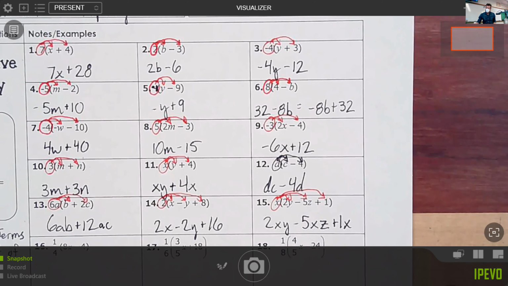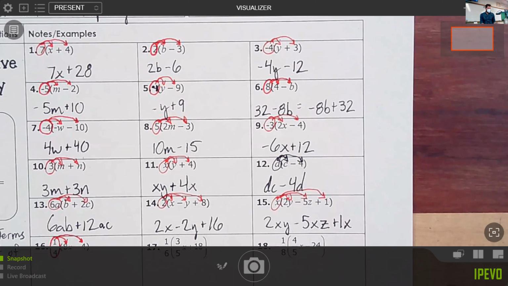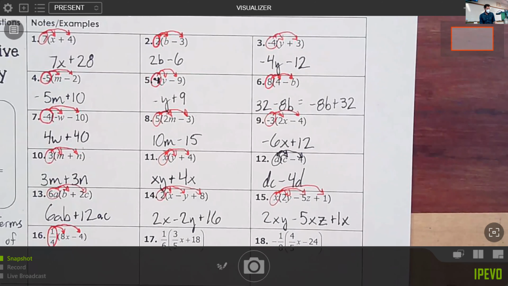All right. 16, 17, and 18. These are our last 3 regular examples. It's not going to change how we do this, though. We're going to take our 1/4. We're going to multiply it by 8x. We're going to multiply it by negative 4. Now, I'm going to write this out a little bit differently on this one. I'm going to show the multiplication, and then we're actually going to do the multiplication. So what this means is 1/4 times 8x. So I'm going to write this out as 1/4 times 8x over 1.